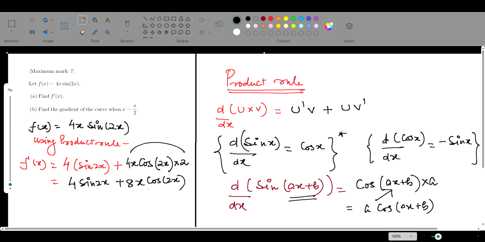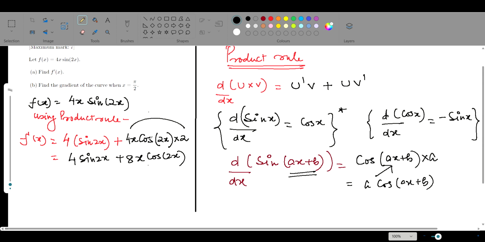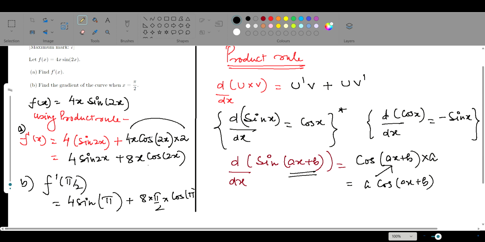Now find the value of the gradient of the curve at pi by 2. Pi by 2. This is the part A answer. So we need to find the gradient of the function at pi by 2. So I need to substitute pi by 2. So 4 sine of 2 times pi by 2 will be pi. 8 times x. X is pi by 2, so I need to substitute pi by 2 over there. And cos of 2 times pi by 2 again will be pi.